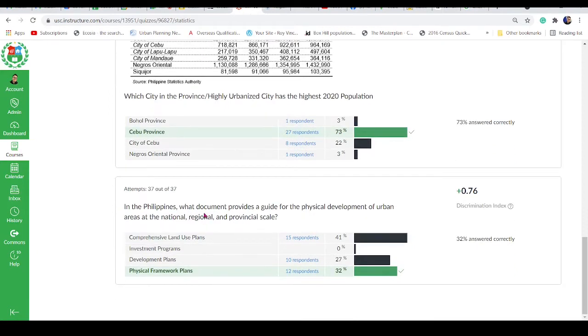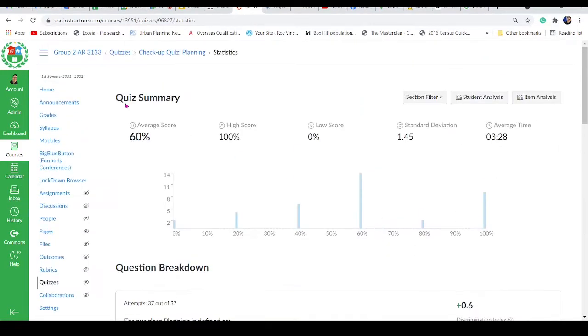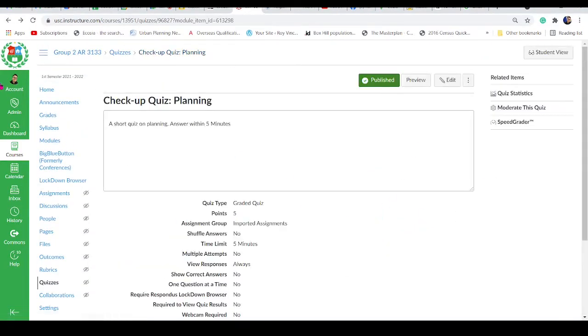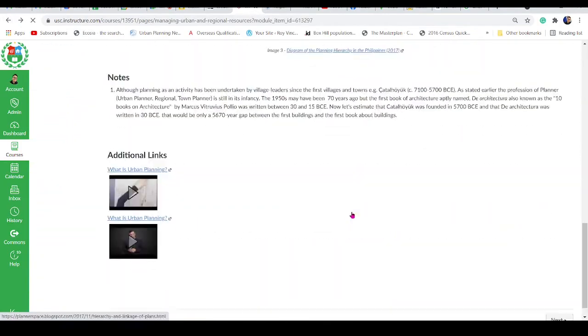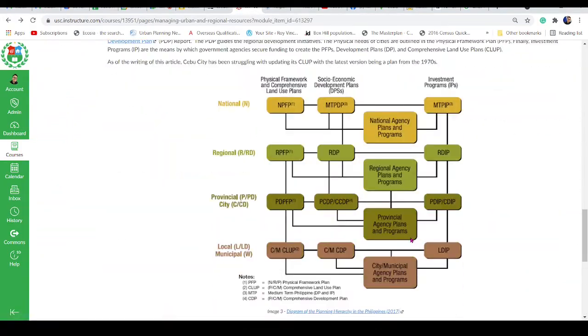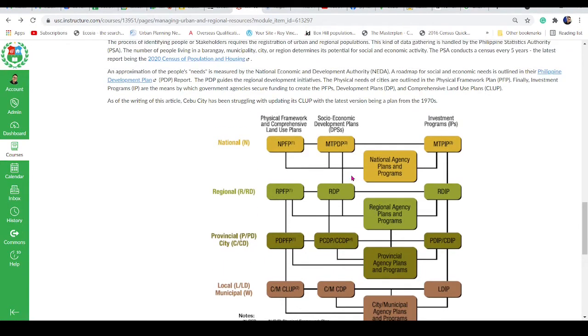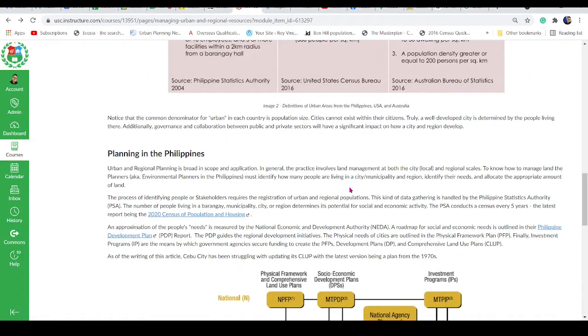And then finally, in the Philippines, what document provides a guide for physical development of urban areas in national, regional, and provincial scale? So that's the physical framework plan. Comprehensive land use plan is for the local and urban scale. So let me go back to that in case that wasn't clear. So it's all here. So let me load that, unless you had some problems and it didn't load. Because this is the hierarchy of urban and regional planning in the Philippines.